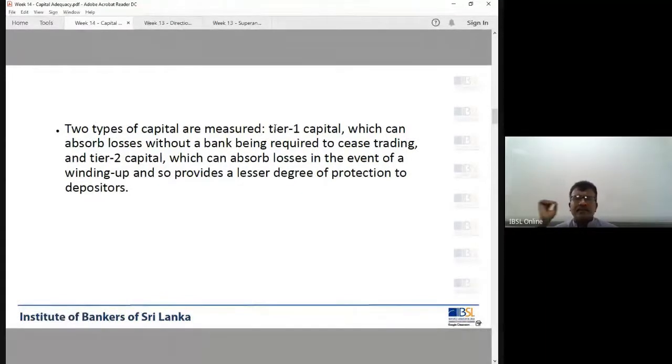One is tier 1 or core capital, which can absorb losses without a bank being required to cease trading, without the bank closing down. Tier 2 capital can absorb losses in the event of a winding up, and so provides a lesser degree of protection to the depositors. So tier 2 capital provides lesser degree of protection to the depositors.